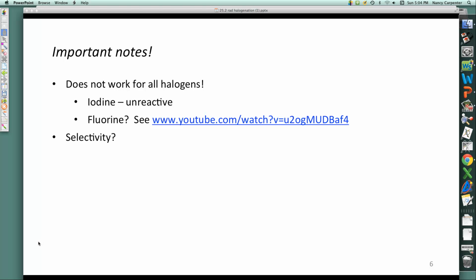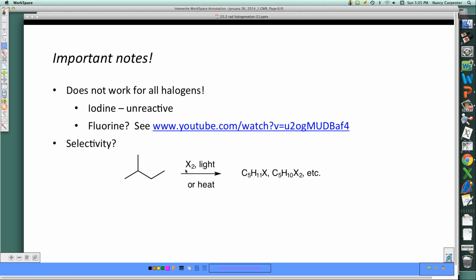And, as I've alluded, there's a lot of selectivity issues with this reaction. So if, for example, I was going to look at this isoamyl pentane, ooh boy, let's see, let's give it the IUPAC name, 2-methyl-butane. That's better. Well, alright, I'm going to undergo free radical halogenation. I'll add bromine or chlorine, a little light or a little heat, and first selectivity issue is this one, as I've already alluded to on the first slide.